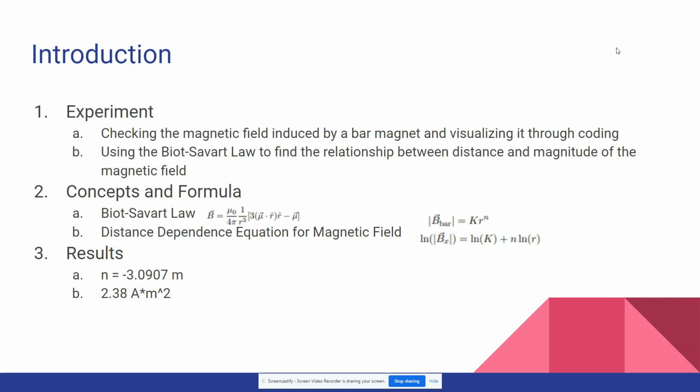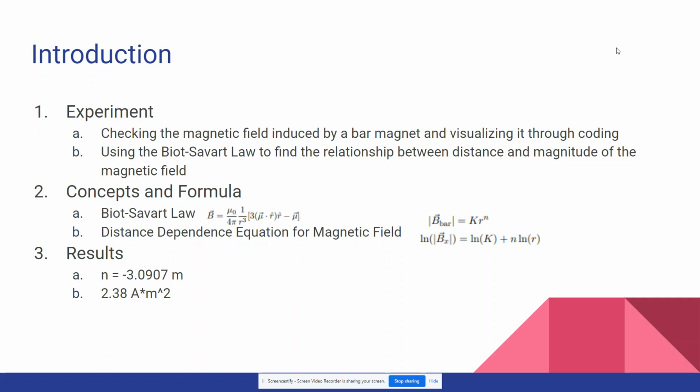This experiment involves looking at the magnetic field induced by a bar magnet and visualizing it through code. The main physics principle used in this lab is the Biot-Savart law, which identifies the relationship between distance and the magnitude of a magnetic field. The formulas are located below.